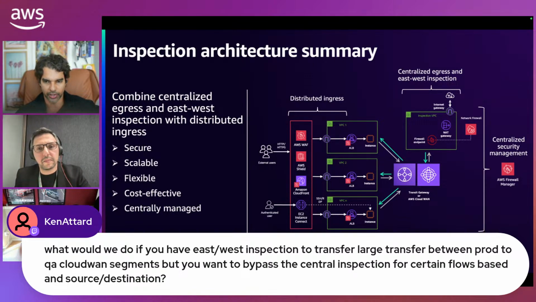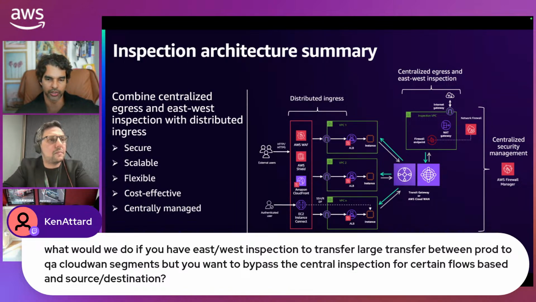Yeah, and maybe I'll take a stab at giving some guidance, and you guys can add on. So the question here is, when you are doing centralized inspection, we have east-west traffic inspection between prod and QA environments, and they're doing large data transfer between them.